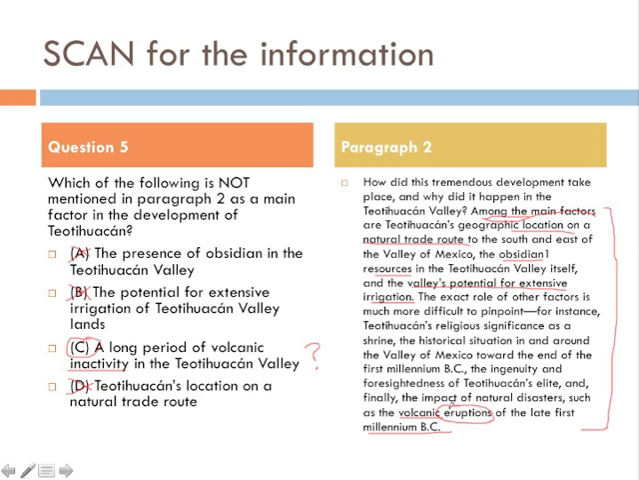Even though we see the same words, we notice that it does not actually state what's in the text. Here, it mentions the volcano had been inactive, but in the text, it said that the volcanoes had been erupting.